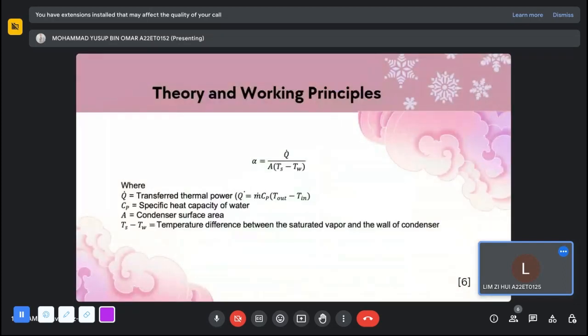Next. So this is the formula for us to calculate the heat transfer coefficient, and Q is the transfer thermal power, and we use MCP data to calculate the Q. CP is the specific heat capacity of water, and A is the condenser surface area, and Ts minus Tw is the temperature difference between the saturated vapor and the wall of the condenser.